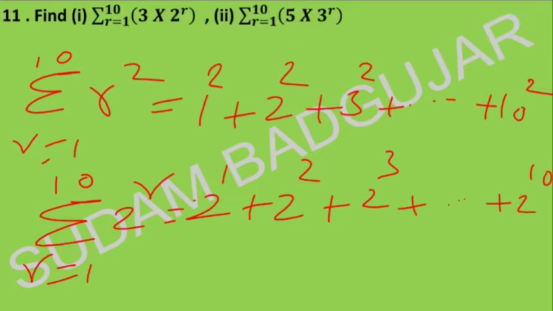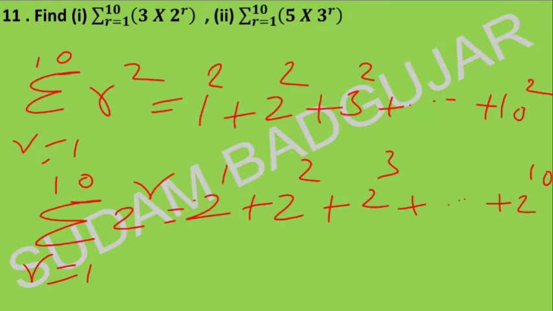Here 2 is a fixed number, r is variable, so substitute r equal to 1 in the first term, then in the second term r is equal to 2, then in the third term r is equal to 3, up to r is equal to 10, in this way. So you will get this summation, the meaning of summation or sigma notation.